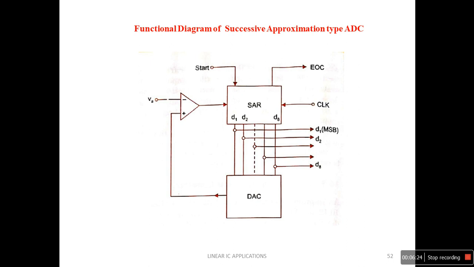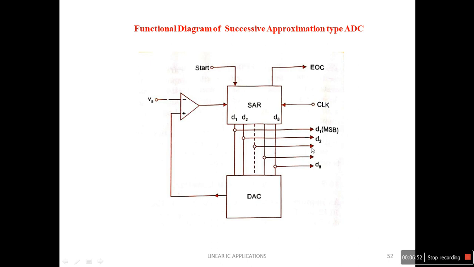The MSB is left as a 1 only, and the next lower significant bit, that is D2, is made 1 and further tested. That means the trial code now becomes 1 1 0 0 0 0 0 0, and again the output is compared with VA. If this analog voltage VA is less than the DAC output, then it resets the MSB bit to 0 and goes on to the next significant bit.